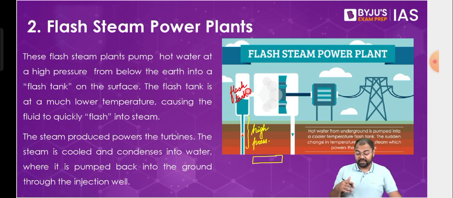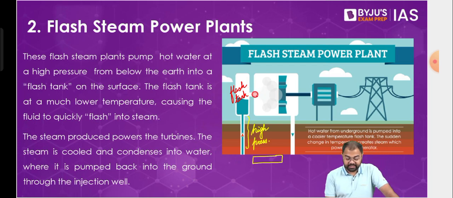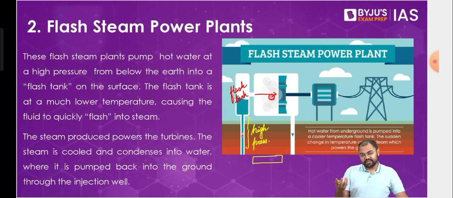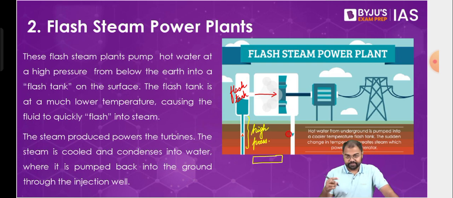That sudden conversion is called flashing into steam. So it flashes into steam and goes to a turbine, rotates the turbine, and electricity is produced. From there, it goes back to the surface. With the help of a condenser, you have liquid water that goes back, and this continues.